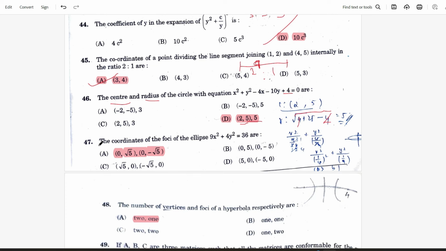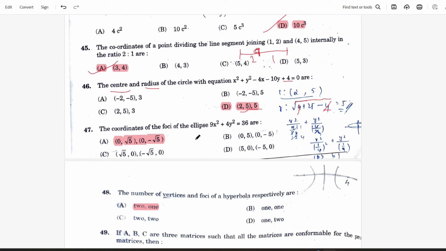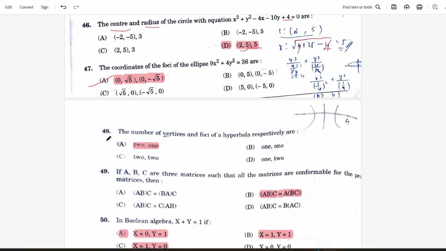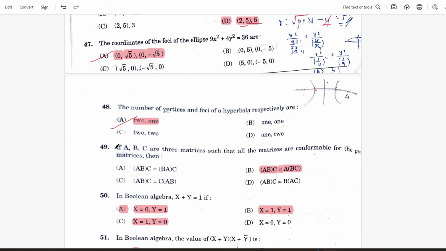The next one is the coordinates of the foci of the ellipse. And the 48th question, the number of vertices and foci of the hyperbola respectively. For the hyperbola there are 2 vertices and 2 foci, so option A is the right answer.